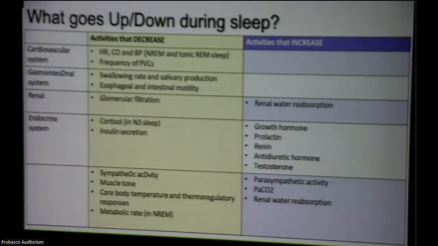Our swallowing rate and salivary production decrease, and so does gastrointestinal motility. Our GFR decreases, and cortisol and insulin secretion decrease. These are important concepts to understand the insulin resistance that happens in patients with obstructive sleep apnea and sleep deprivation. And then in the autonomic nervous system, we see that there is a decrease in sympathetic activity and in muscle tone.